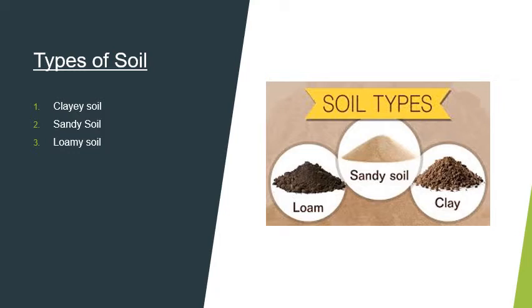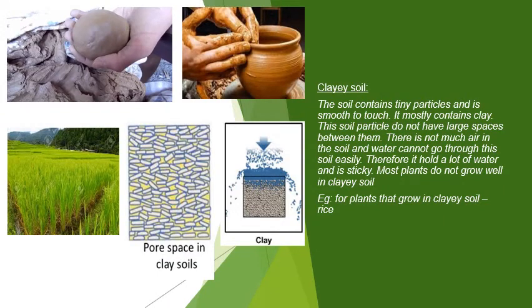Next is types of soil. Here, soil is classified into clay soil, sandy soil, and loam or loamy soil. Clay soil contains tiny particles and is smooth to touch. It mostly contains clay. These soil particles do not have large spaces between them. There is not much air in the soil and water cannot go through the soil easily. Therefore, it holds a lot of water and is sticky.